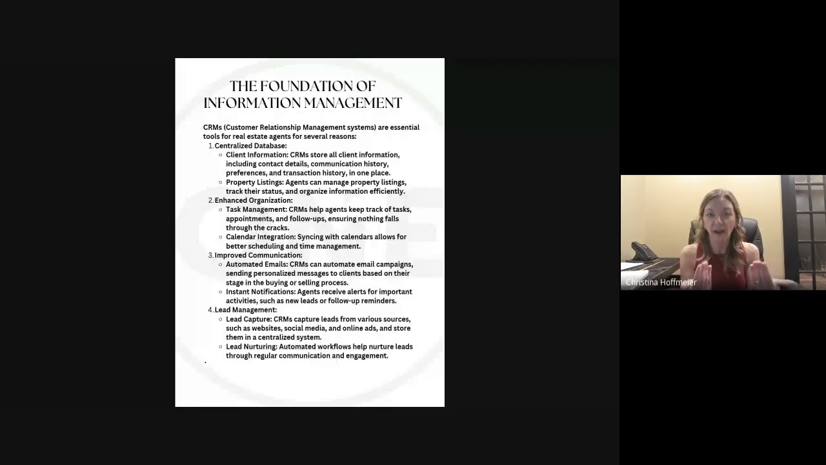You should have some type of centralized database for all of the people that you know. However, where it does excel, that the Rolodex fell short, is that it helps with an enhanced organization. So your CRM can help you with your task management, can alert you of birthdays, house anniversaries. You can send out communications through your CRM, like your newsletters, and it definitely helps with lead capture as well.